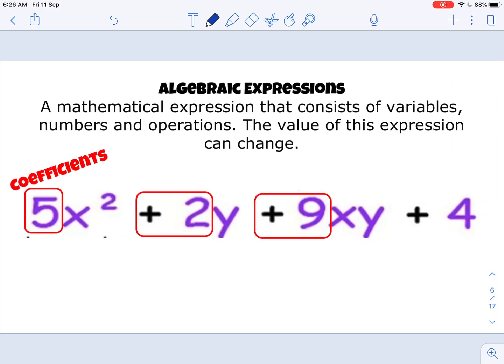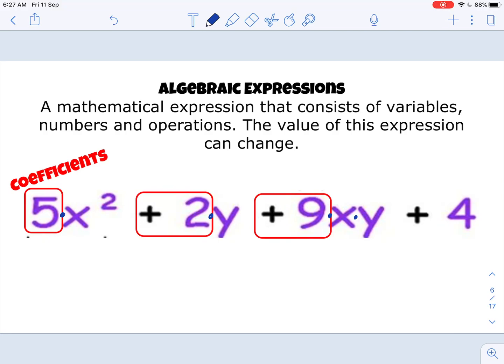And then you've got coefficients. Coefficients are, if I'm looking at it visually, the numbers that are right in front of the variables. But if I was talking about it more mathematically, it's the numbers that are being multiplied by the variables. Because remember, this means 5 times x squared, and this is 2 times y, and this is 9 times x times y. But the coefficients are just the actual numbers.